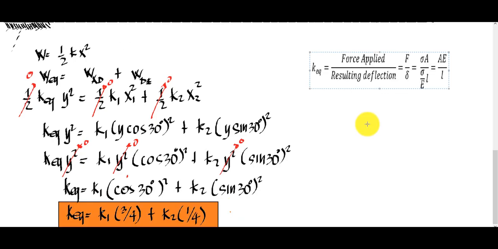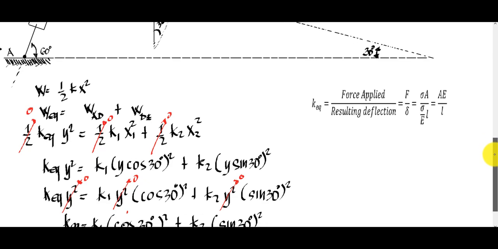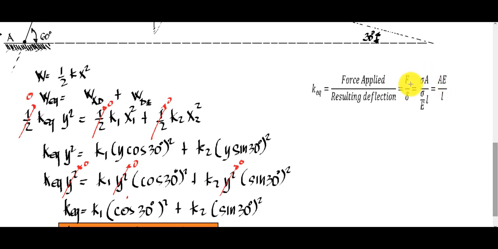Now, remembering this equation from our previous lecture, we have the K equivalent. For a single bar, let's say bar AD and bar D, the force is equal to the force divided by the resulting deflection. So we have the derivation here and we arrive at the values of K equivalent. Let's say this is your K sub 1, that will be the area times the modulus of elasticity, divided by the length of the bar.